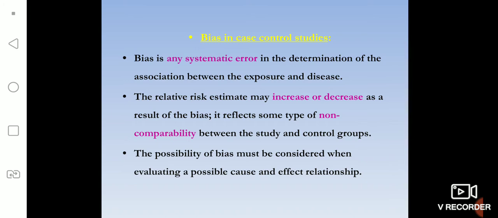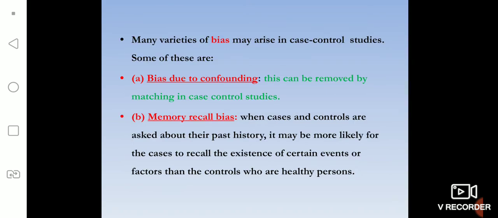This bias plays a very important role when you are studying case control studies. If you do not pay attention and do not take proper care, this can definitely distort your results. Let us see how that comes. There are many varieties of bias in case control studies. The first one among them is bias due to confounding factor. This can be removed by matching in case of case control studies.